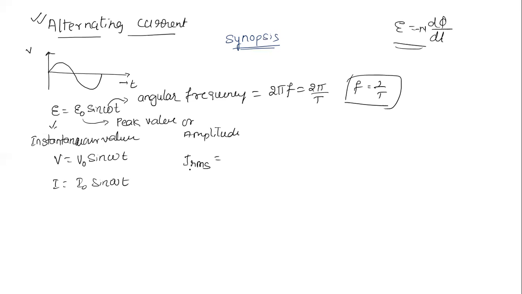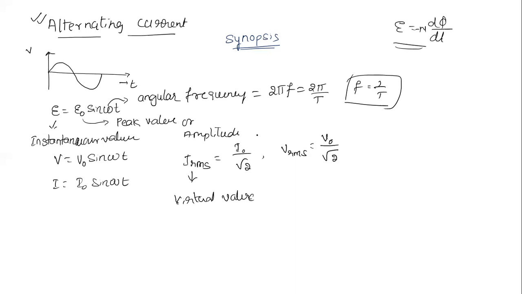RMS stands for root mean square, that is given by I naught by root 2, and VRMS is given by V naught by root 2. I think you already learned these things, how these values come, in the theory part. We don't want to go into the theory part now. IRMS is equal to I naught by root 2, VRMS is equal to V naught by root 2. This is what we call virtual value. Here I naught is what we call maximum current.